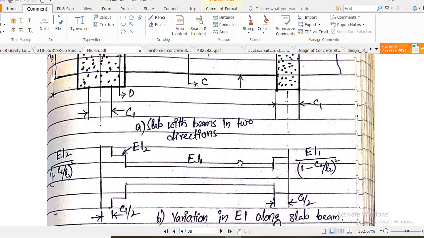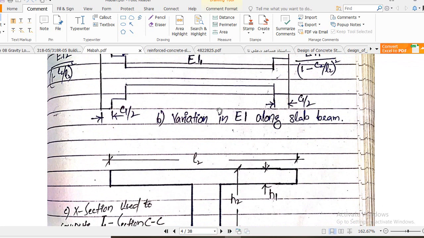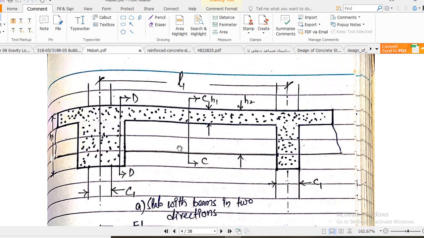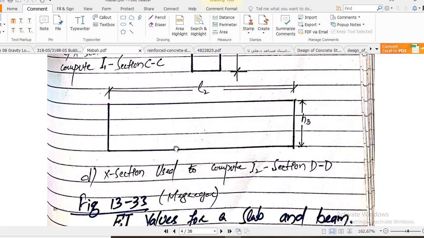Basically the main purpose of this diagram is to show you the variation in sections. Clear? You see I1 cross section is used to compute I1 at section CC. Okay, here is the section. If you are calculating moment of inertia at this section, you will use the T section. Okay, and at D, basically at section D, I2 will be used.